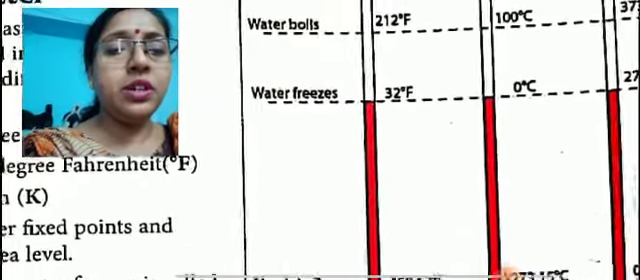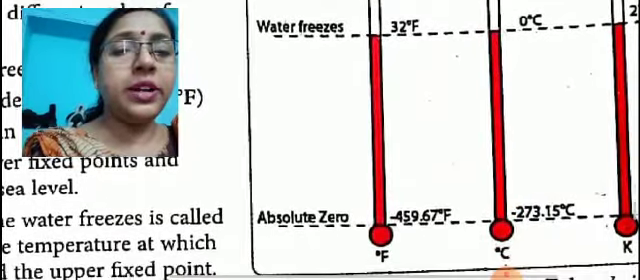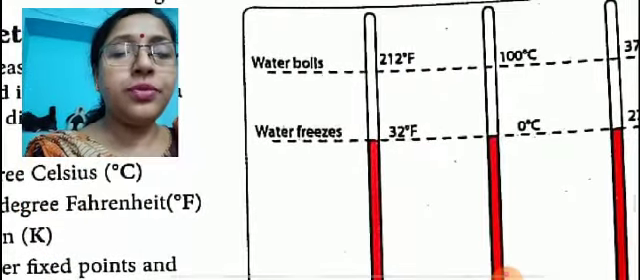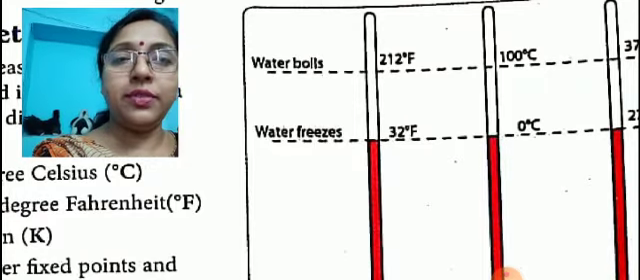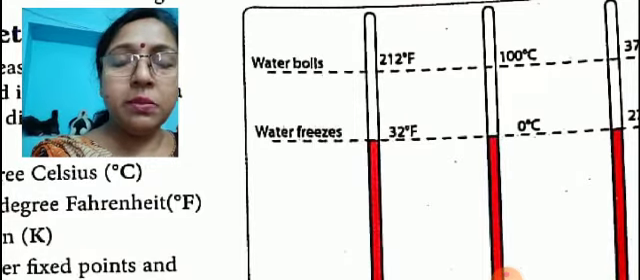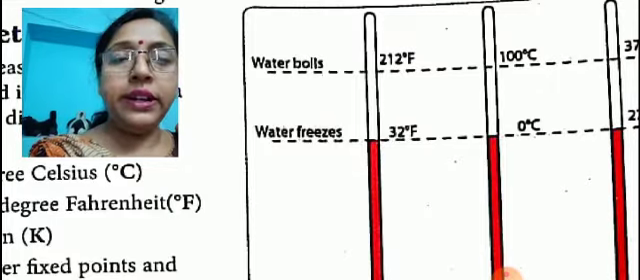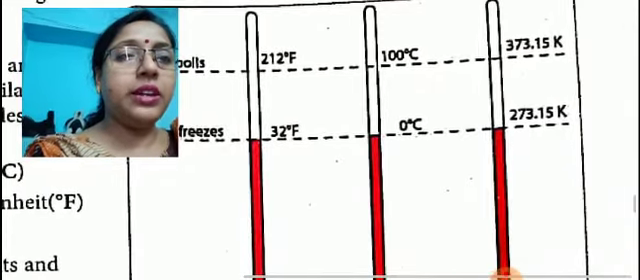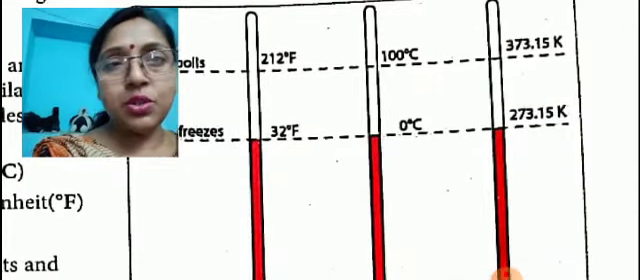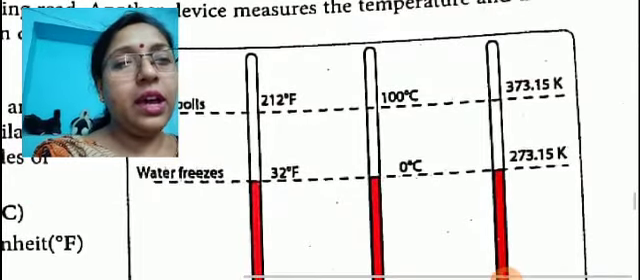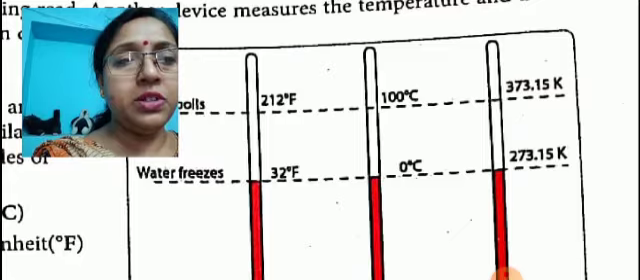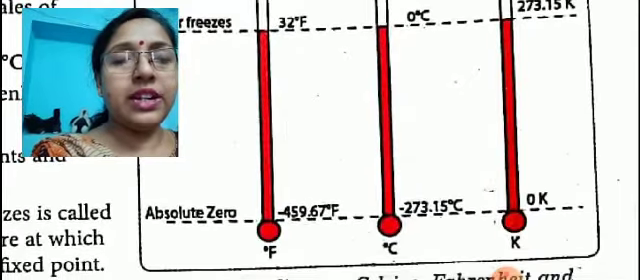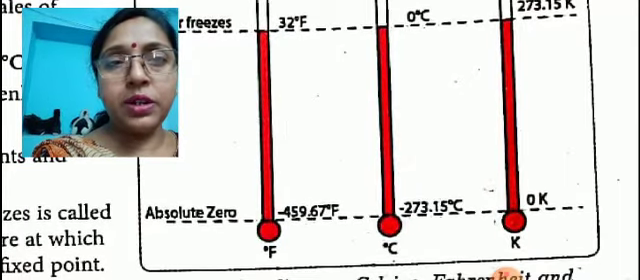Now the first one is the Fahrenheit scale. Water freezes at 32 degrees Fahrenheit and water boils at 212 degrees Fahrenheit. So the number of divisions between them is 180. Now in the Kelvin scale, water freezes at 273.15 K and boils at 373.15 K. So the divisions between them are 100. That is about the water's upper and lower fixed points.